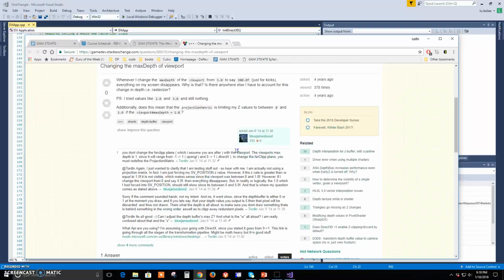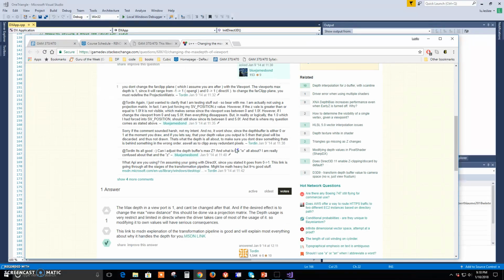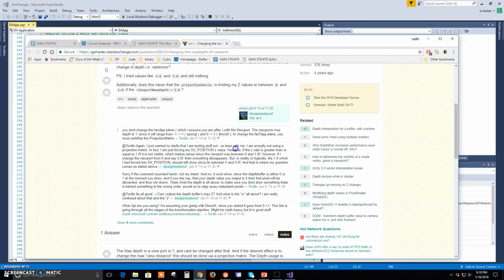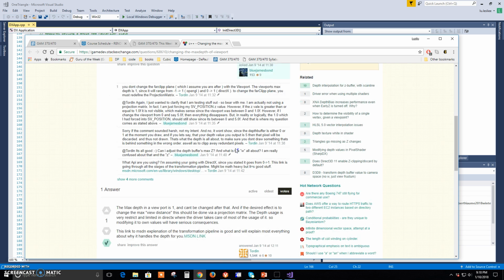And then there was some discussion on how the viewport is always at 0 to 1. And to show depth, you need a projection matrix. And I guess that's what would be used to show 3D coordinates.